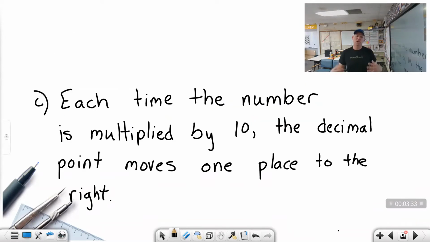Problem letter C. If you were to generalize this statement, each time the number is multiplied by 10, notice an exponent tells you how many, the decimal point moves 1 place to the right. And that's because the exponent is positive. To the right is making it a big number. Positive is a big number. Okay? This is the general rule of how scientific notation is working.